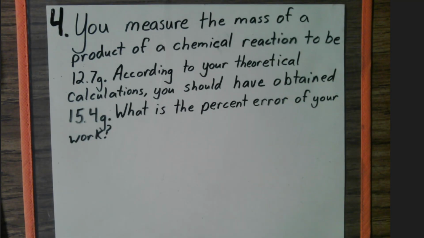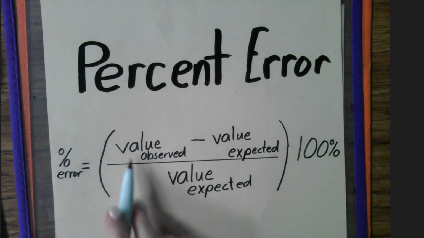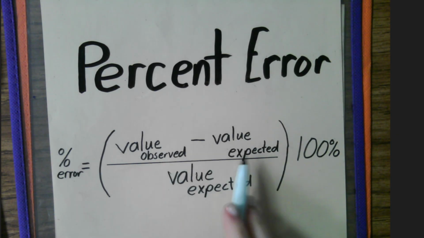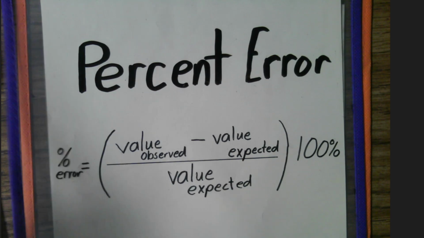All right. You measure the mass of a product of a chemical reaction to be 12.7 grams. According to your theoretical calculations, you should have obtained 15.4 grams. What is the percentage error of your work? Well, I'm going to tell you again. First thing we do is look at our formula. We're going to look for our value observed minus our value expected, those divided by the value expected, and all of this multiplied by 100%.